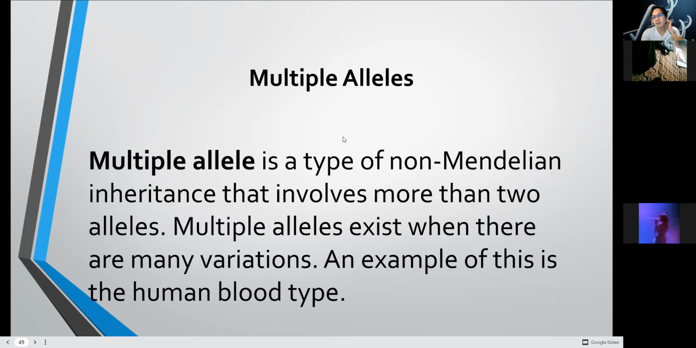Multiple alleles. Multiple alleles are a type of non-Mendelian inheritance. It is not actually a pattern in Mendelian inheritance, like dominance and recessiveness, that involves more than two alleles. Multiple alleles exist when there are many variations. An example of this is the human blood type. Remember the ABO system? The blood types A, B, and O. This is actually part of multiple alleles.